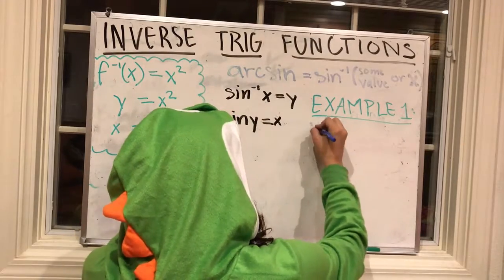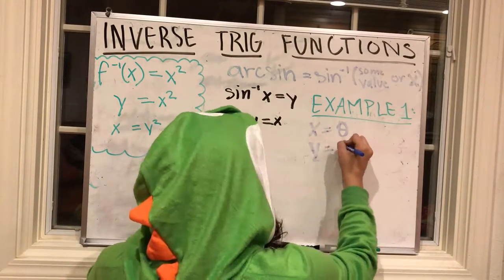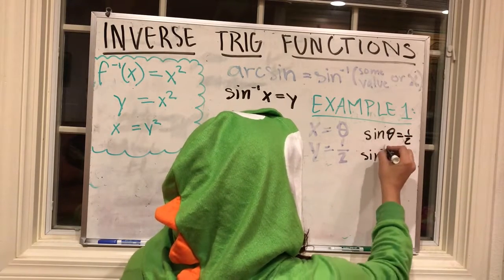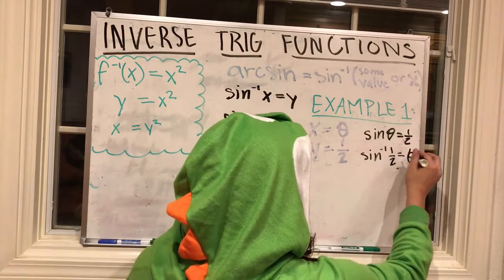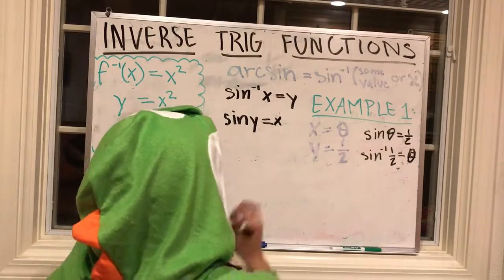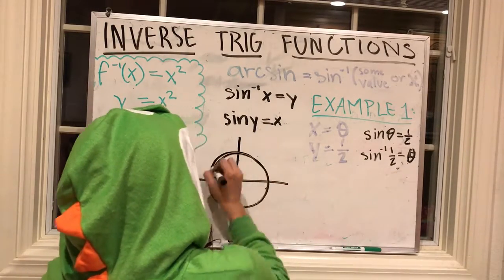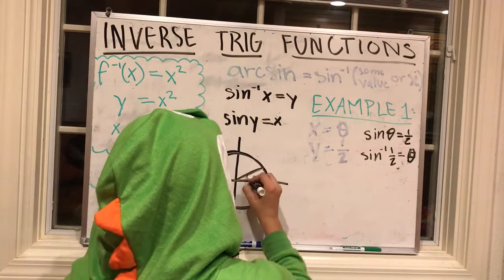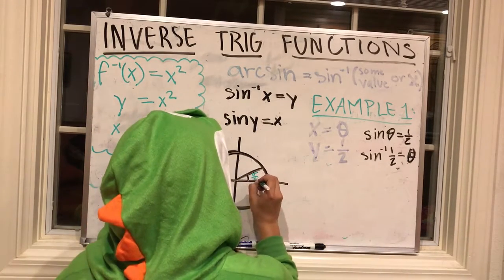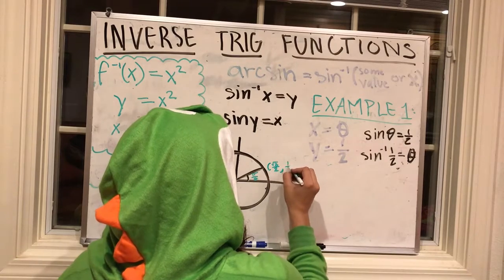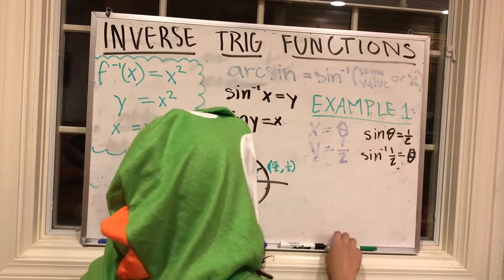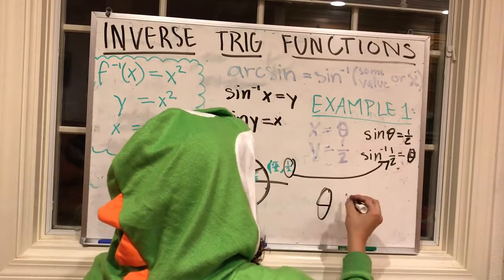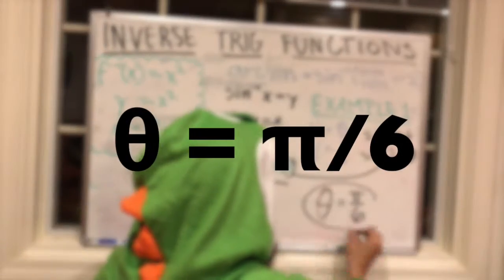So let's assume that x equals theta and y equals 1/2. We're going to be looking for sine of theta equals 1/2, or arcsine of 1/2 equals theta. We're going to draw out our unit circle really quick, and if we look closely, we can see that the y value at angle pi over 6 equals 1/2, and as we all know, the y value is sine, so we can draw the conclusion that theta equals pi over 6.